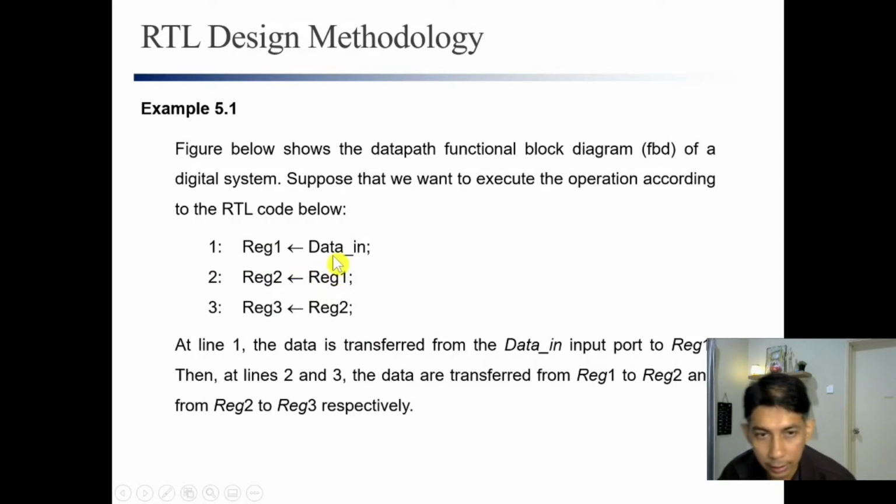The first operation is to read the data into register 1. The next one, we transfer the data in register 1 to register 2, and the last operation is to transfer again the data from register 2 to register 3. So this is the explanation, just like what I explained just now.